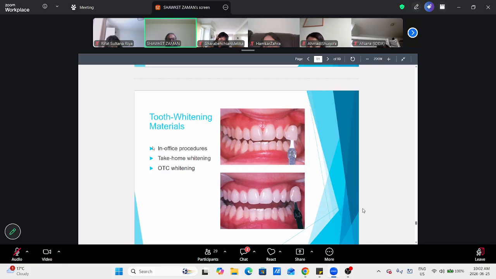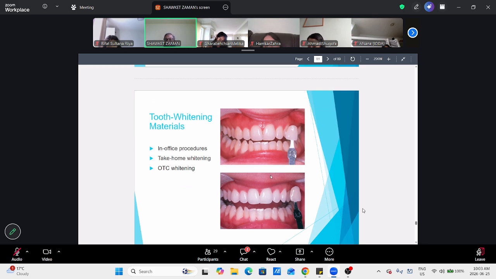Tooth whitening procedures can be done in 3 ways. One is in-office procedures, which means in the dental clinic. One is take-home whitening, which we can use at home under the supervision of the dental surgeons. Another one is OTC, over-the-counter whitening procedures. So these are the 3 ways we can go for whitening our teeth or improving the appearance of the teeth.